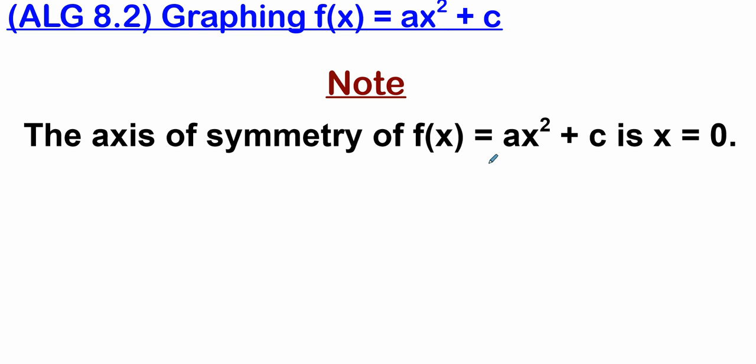The axis of symmetry is not moving anywhere because we are not going to be shifting left or right today. We're not translating left or right. It's just up or down. So the axis of symmetry is still x equals 0, which is just the y-axis.